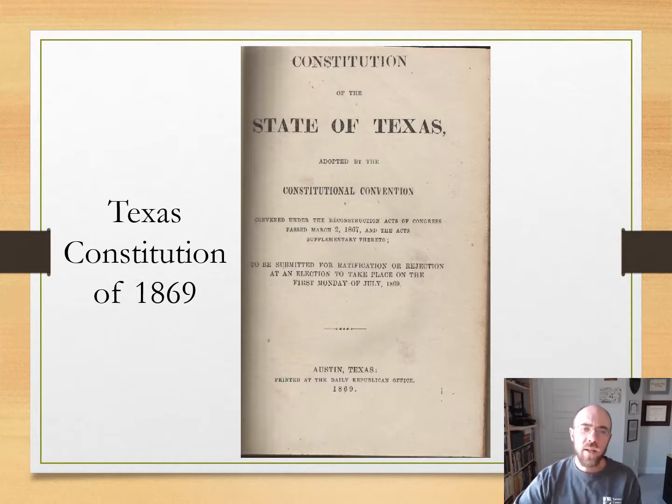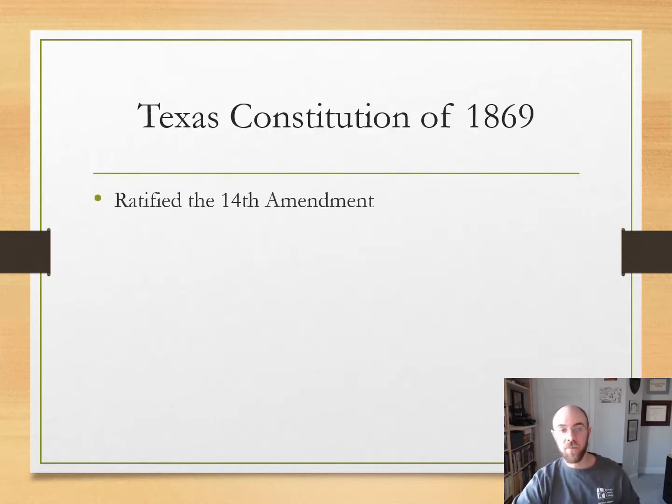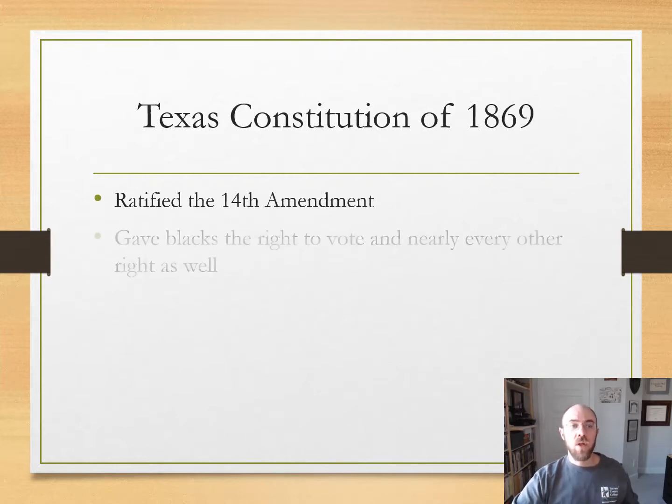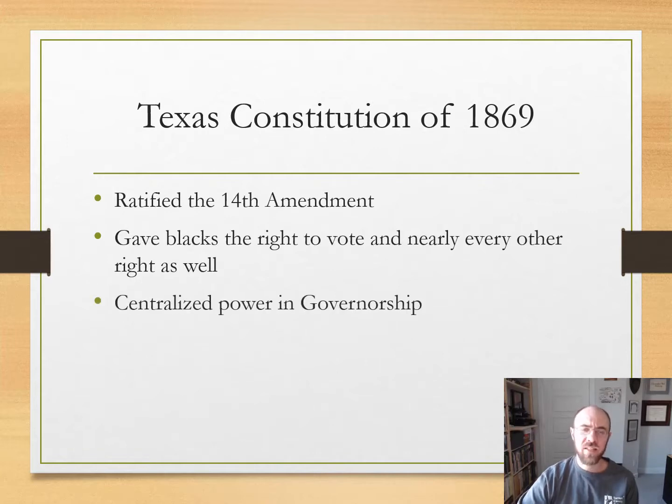To show you what this period of Reconstruction looks like for the South, we're going to run through the Texas Constitution and the parts it had. So they ratified the 14th Amendment. It gave blacks, the free blacks in Texas, the right to vote, and nearly every other right as well. And it centralized the power in the governor's position, because while the Republicans controlled the state government, the local governments still sometimes were controlled by the Democrats.